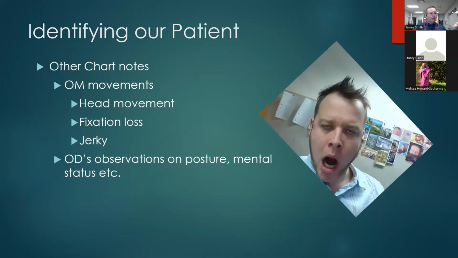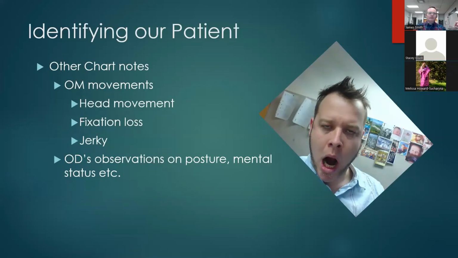Other chart notes that I'm looking at from the doctor are ocular motor movements. He'll put head movement, like if they're moving their head. If it's a young child, not too worried about that. But if it's a teenager or an older person and they're still having head movement, then I know that they're a little bit delayed on that. Fixation loss, if they're not able to hold fixation. Jerky eye movements, is that neuromuscular coordination, or is there a lot of jerky eye movements? Our doctor also puts observations on posture, mental status, all those different things.